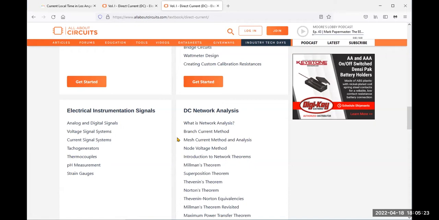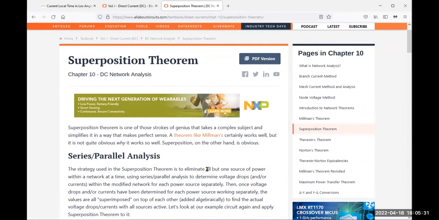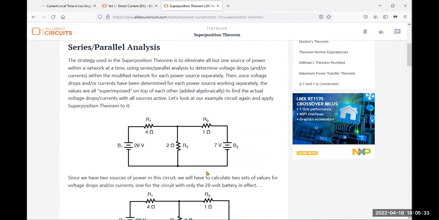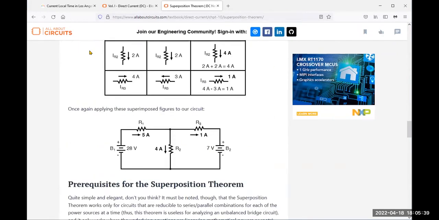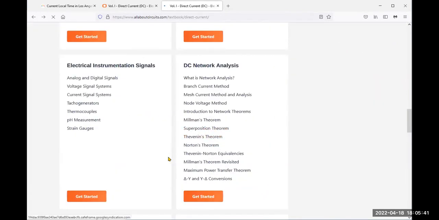Such as the mesh current method, Millman's theorem, superposition. This is very math intensive. To solve a question, we need 2 pages of calculations. Just too much. That doesn't apply. That's the reason we skip these chapters.